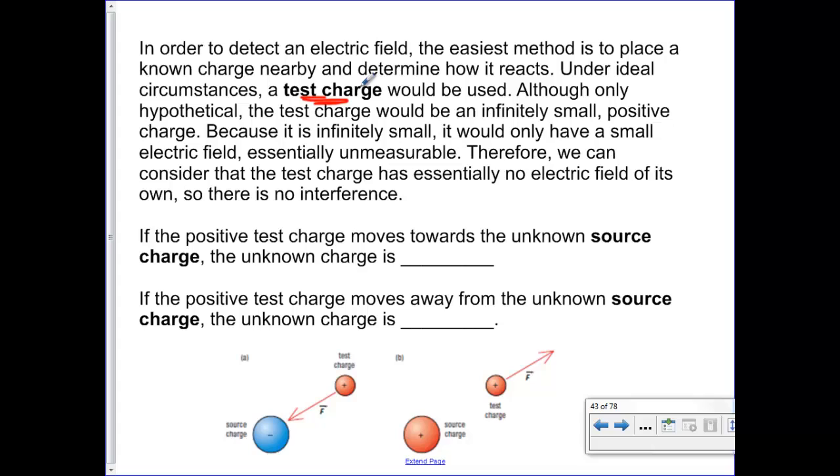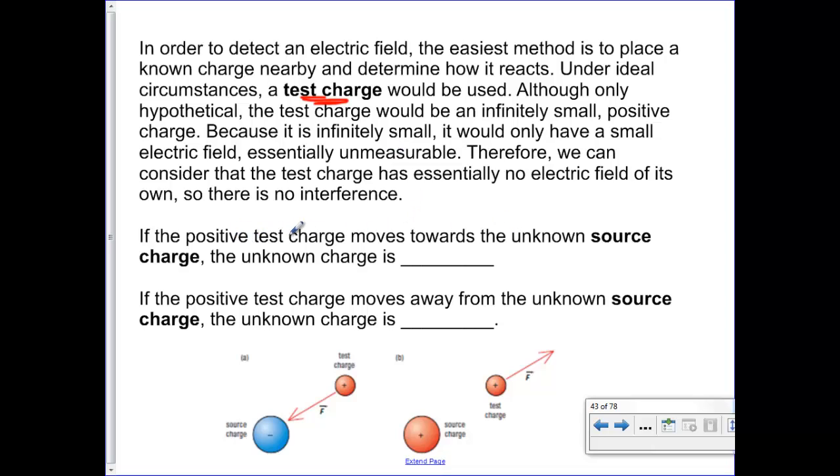Yeah, I know. Alright. Okay, the idea behind this test charge would be to have an infinitely small, impossibly positive charge. So, we're talking a hypothetical situation here, because you can't make something infinitely small. But the idea would be then to make something that has no electric field of its own. And so here's the basic idea.